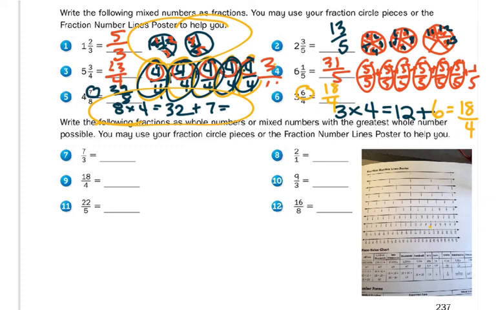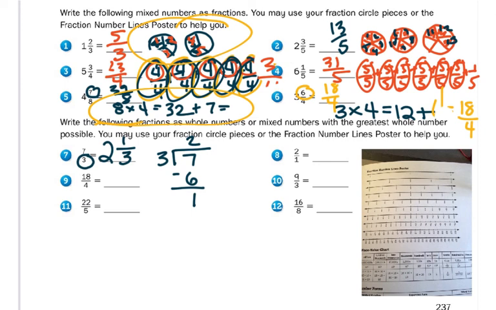Now I'm going to move this, hang on. Now it says write the following fractions as whole numbers or mixed numbers with the greatest whole number possible. You may use your fraction circle pieces or the fraction number line poster to help you. We can just divide. How many 3s are there in 7? There's 2 of them. 3 times 2 is 6. I'm going to write my remainder on the top and my divisor doesn't change. So 7/3 is the same as 2 1/3.